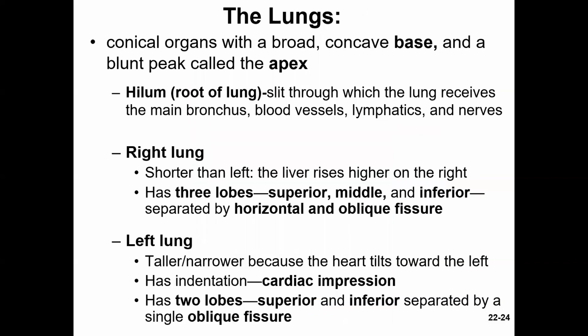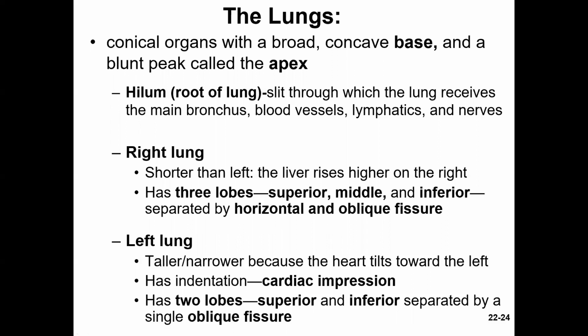Okay, the lungs. These are conical organs with a broad concave base and a blunt peak called the apex. The hilum, or the root of the lung, is the slit through which the lung receives the main bronchus, blood vessels, lymphatics, and nerves. The right lung is shorter than the left. The liver rises higher on the right, and it has 3 lobes, superior, middle, and inferior, separated by a horizontal and oblique fissure.